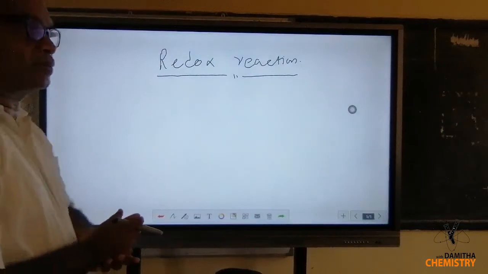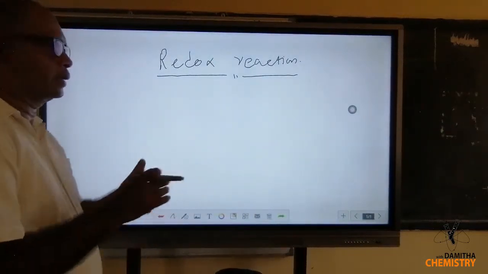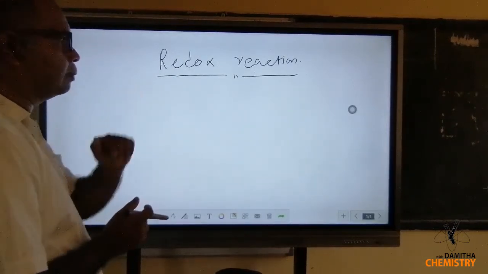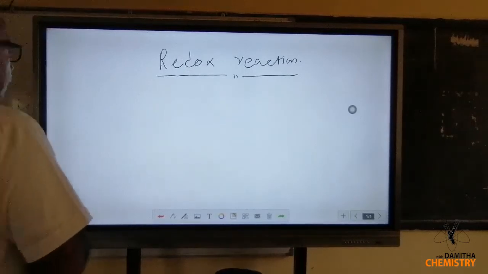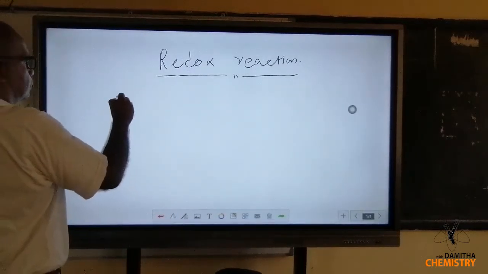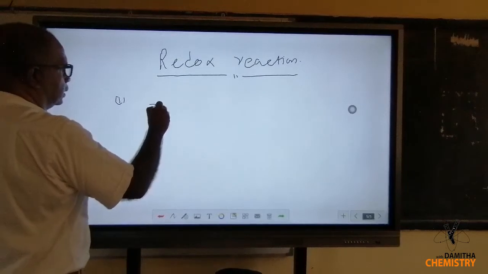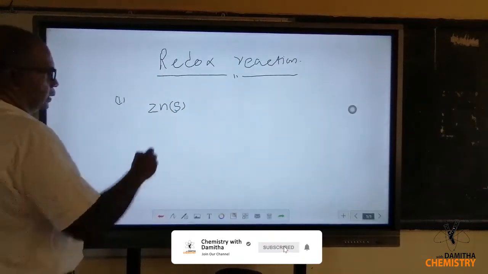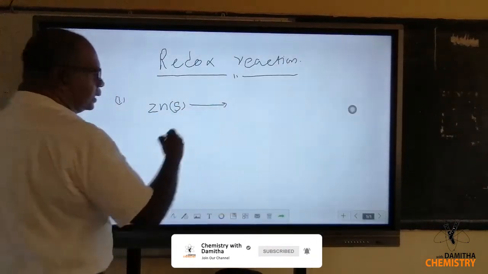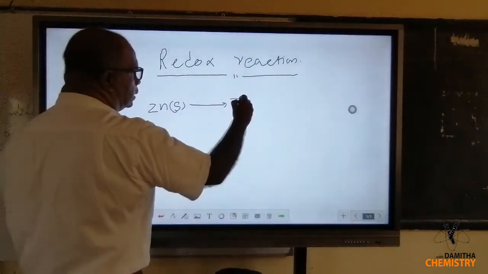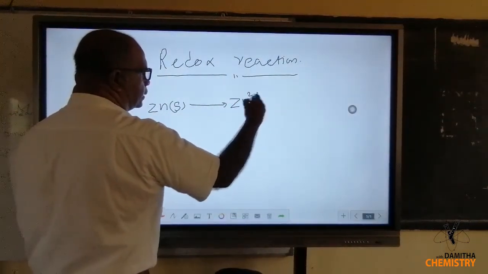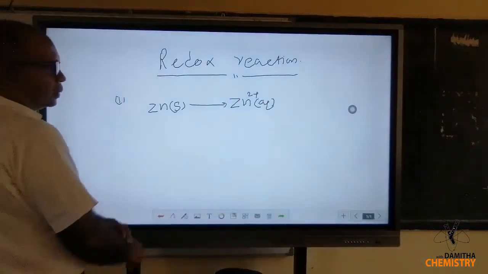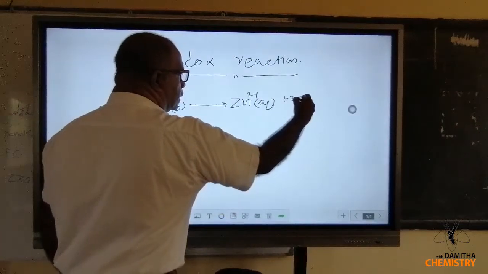Then redox reaction, I can explain that with three examples. The first example: zinc metal, solid state. The zinc metal releases electrons, and Zn2+ aqueous is formed. Then 2e- is released.